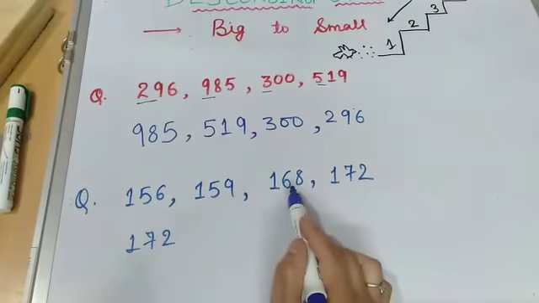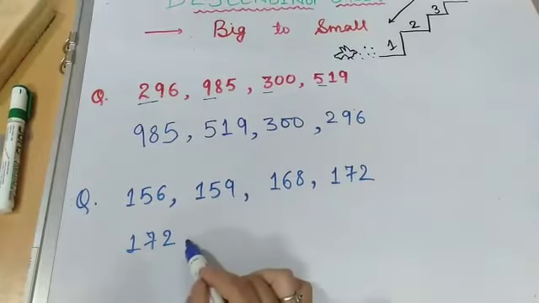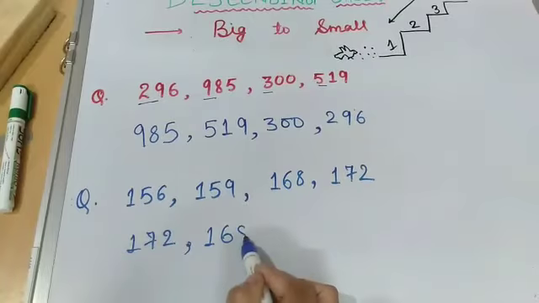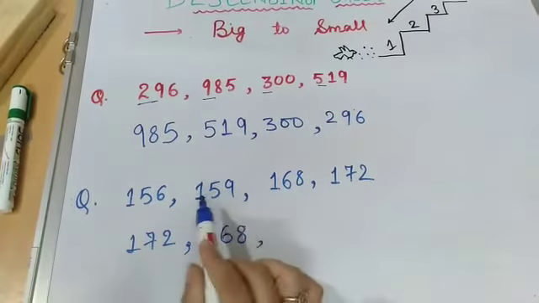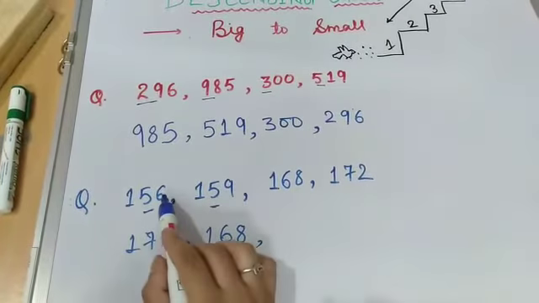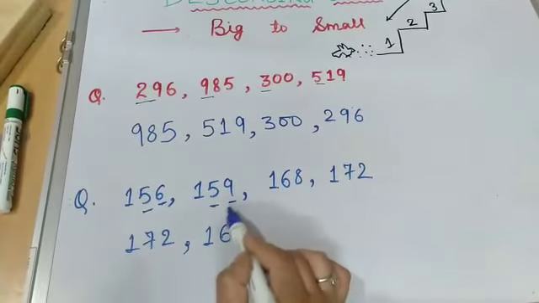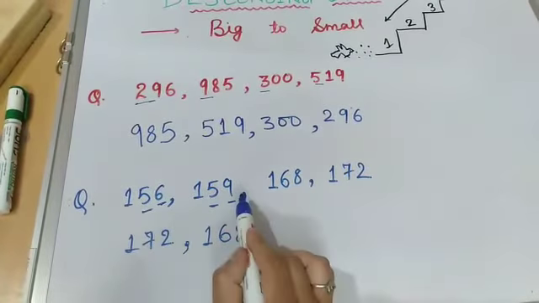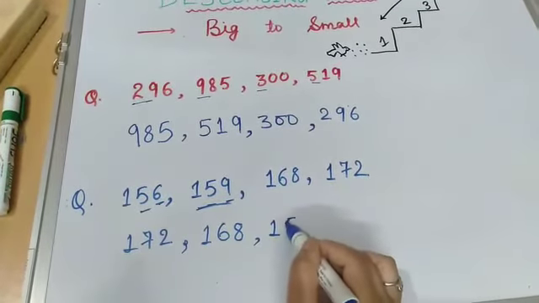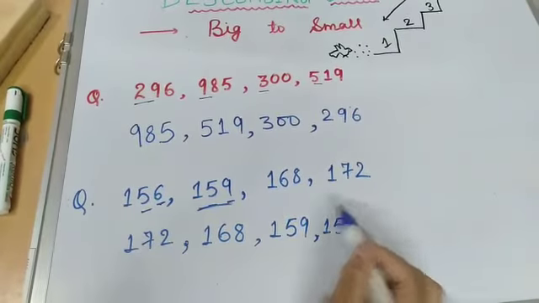ओके, अब यहाँ पे उसके बाद नेक्स्ट कौन सी डिजिट आएगी? 6. ओके, तो we will write 168. सिर्फ हम डिजिट चेक करते हैं और पूरा नंबर लिख देते हैं. ओके, now the next, these two digits are equal. Now we will see the next digit. Okay, 6 and 9. So which digit is greater, 6 or 9? 9. So this number will come first. 159. Then the smallest number will be 156.